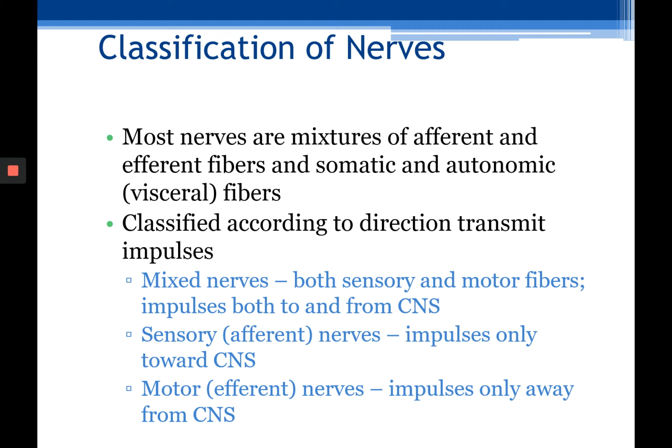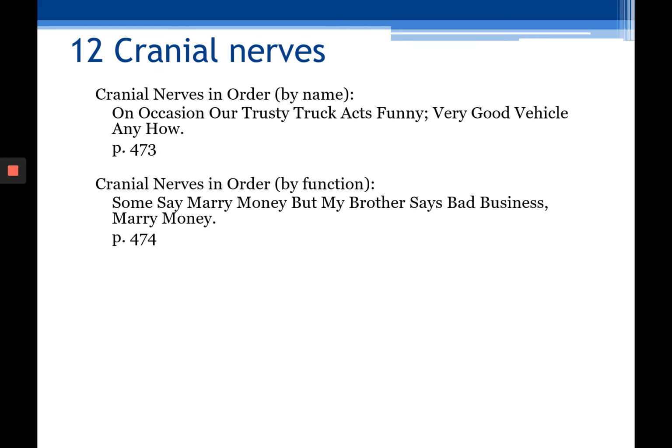But most nerves are actually a mixture. They're mixed nerves that carry both afferent or sensory information and efferent or motor information. And some contain both somatic and autonomic or visceral fibers. So a lot of times our peripheral nerves contain axons of many different types of neurons. A mixed nerve contains both sensory and motor fibers. Impulses, therefore, are both going to and leaving the central nervous system.